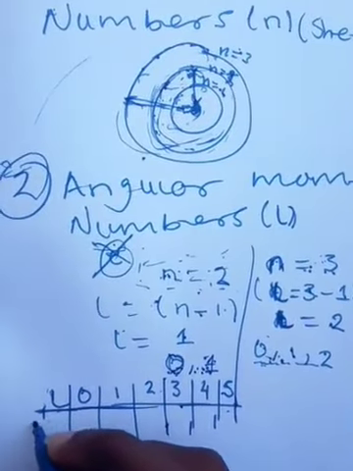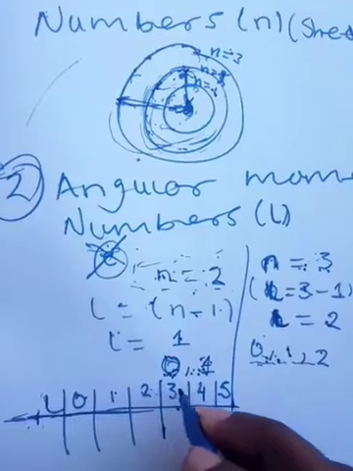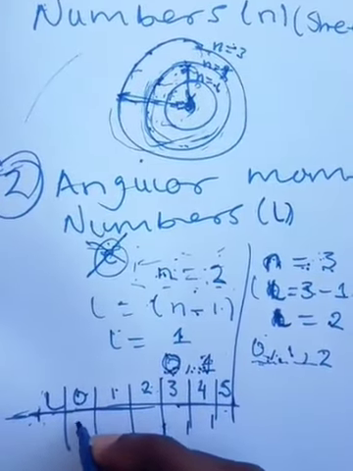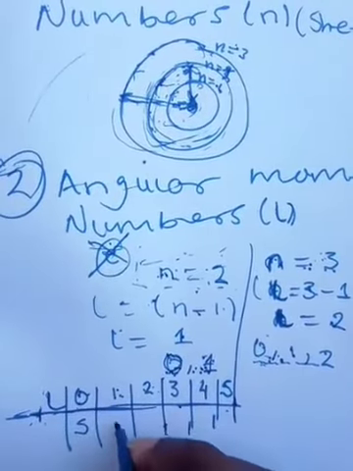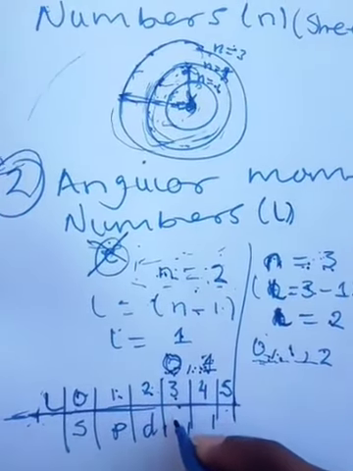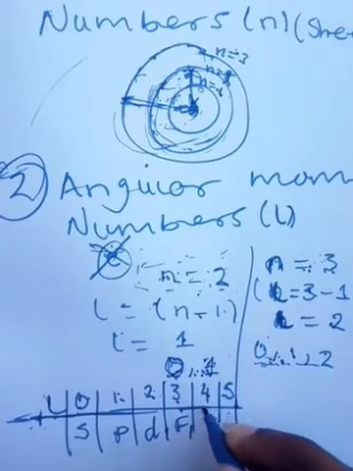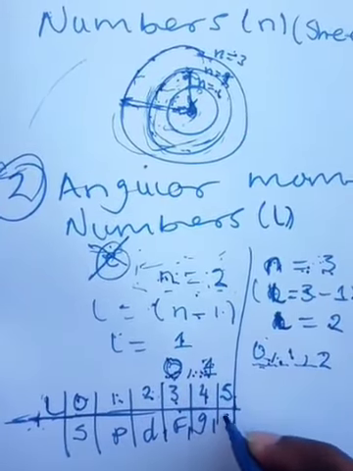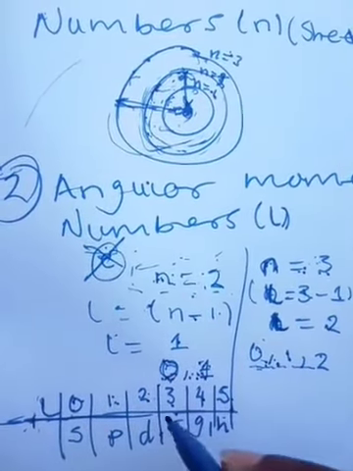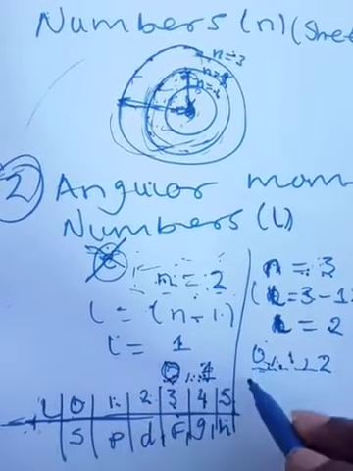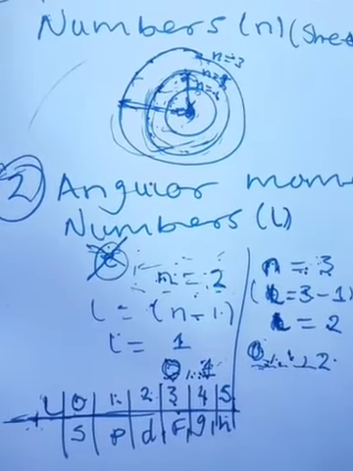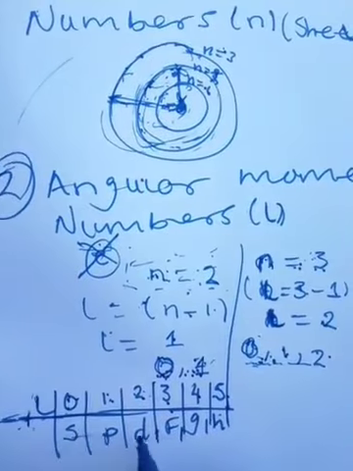So now, each number is represented by a certain letter. Okay, 0 is represented by the letter S. 1 is represented by the letter P. 2 is represented by the letter D. 3 is represented by the letter F. 4 is represented by the letter G. 5 is represented by the letter H. So instead of saying this is subshell number 0, subshell number 1, number 2, no, you'll be using these letters to represent them.